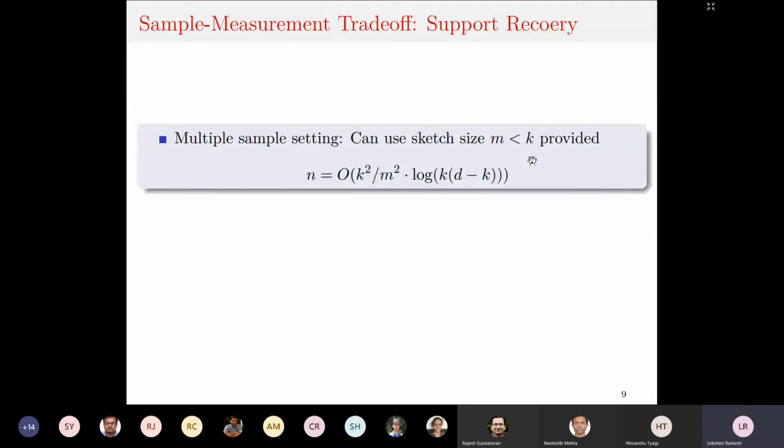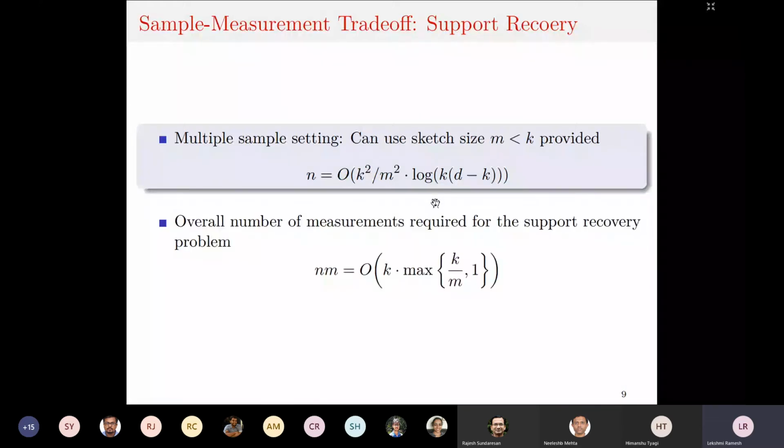And so if you think of the overall budget that you have as n times m, then for the support recovery problem, this is what the scaling looks like. If you're in the m larger than k regime, which is the sufficiently large measurement regime, then it only needs to scale like order k. On the other hand, if you're in the small measurement regime, then it needs to scale like k squared over m. So in the remaining part of the talk, what I would like to do is to describe the estimator that would work in this low measurement regime, and then show you the lower bound.